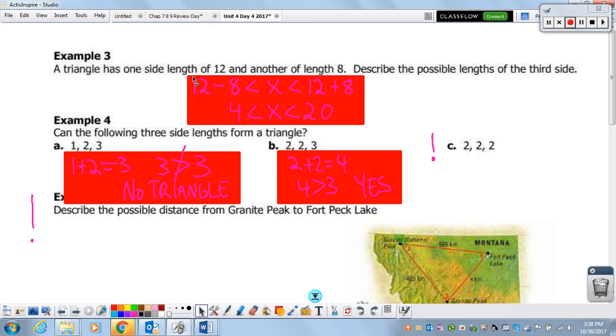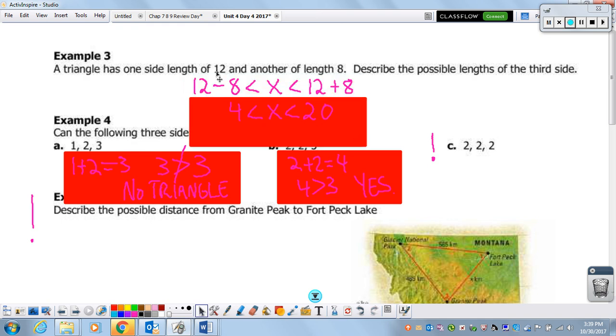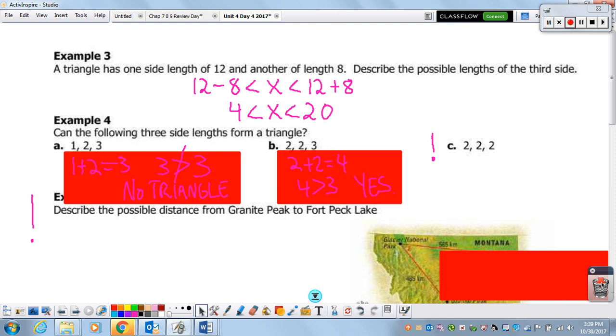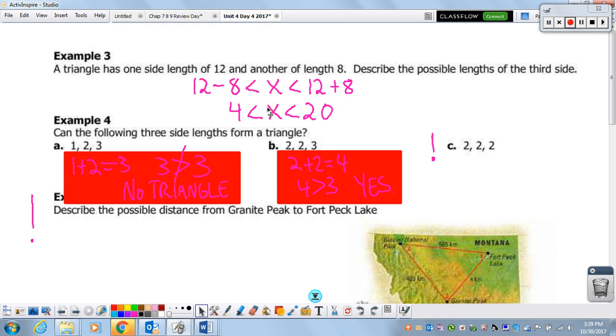So first, a triangle has one side length of 12 and another of length 8. Describe the possible lengths of the third side. Well, what we're going to do with the two sides we know, we're going to subtract them and add them, and the third side has to be in the middle. So this is where our compound inequality came in. So 12 minus 8 is going to be less than x, which represents our third side, which will be less than 12 plus 8. So 12 minus 8 is 4, 12 plus 8 is 20. So our third side, which represents x, has to be greater than 4 and less than 20.